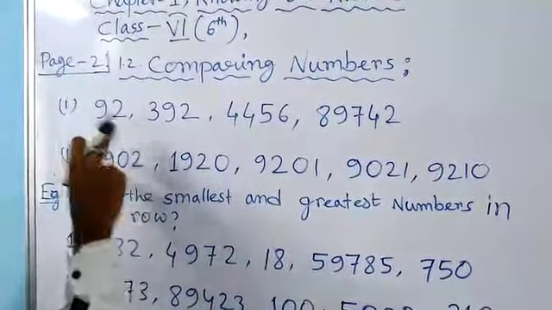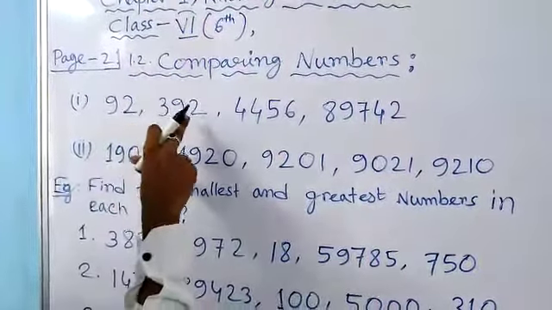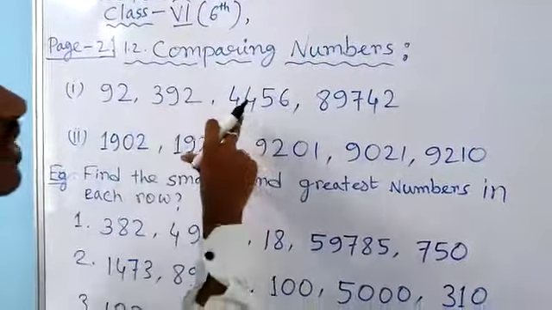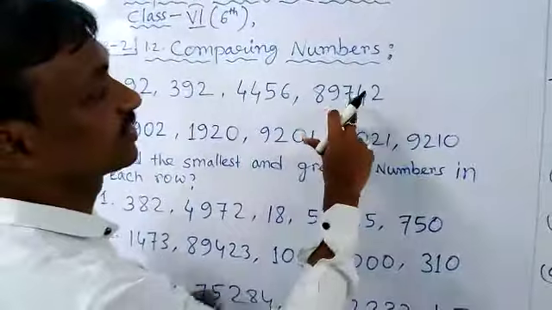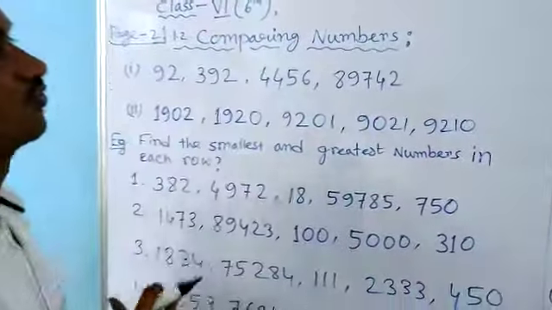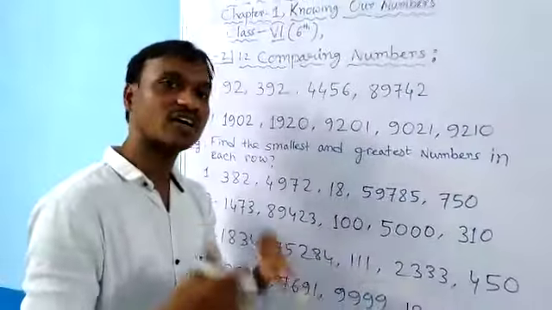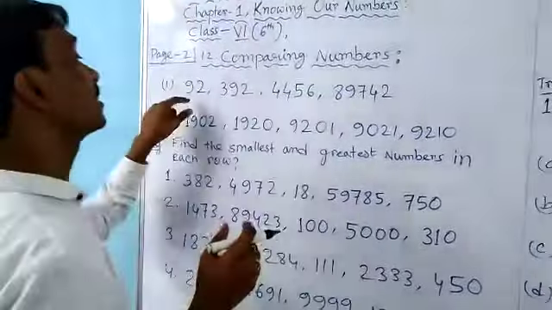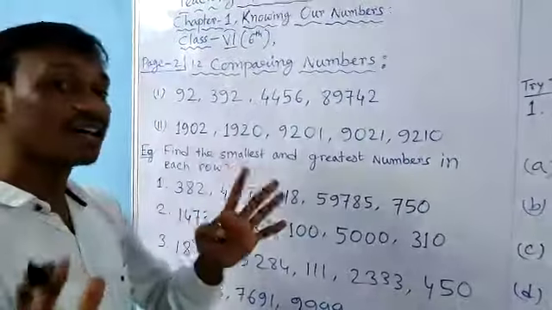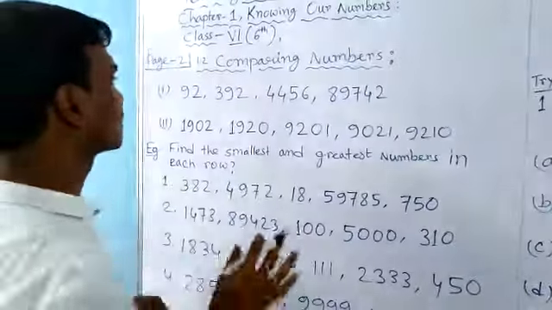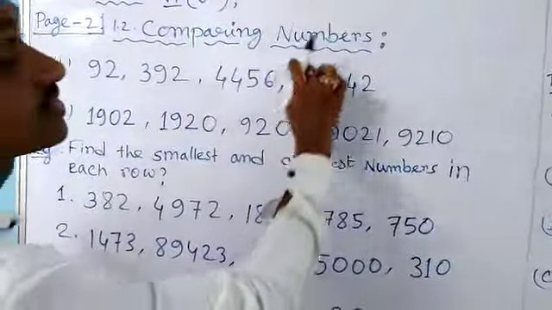Here, the number of digits is 2 in the first number, 3 in the second number, and 4 in the fourth number, and this number has 5 digits. So we can clearly find which is the greatest number and which is the smallest number. From here we can clearly tell what the greatest number is here. This is the greatest number.